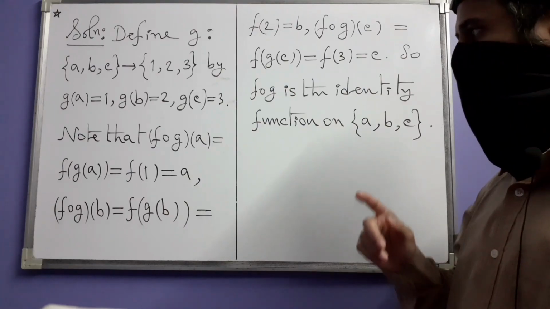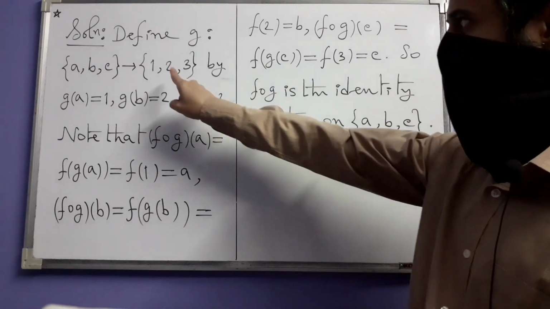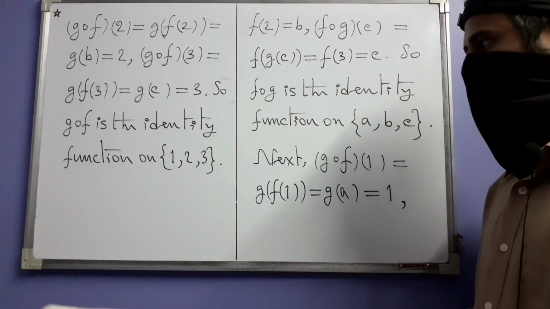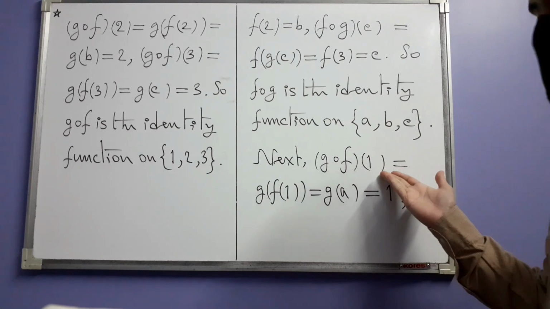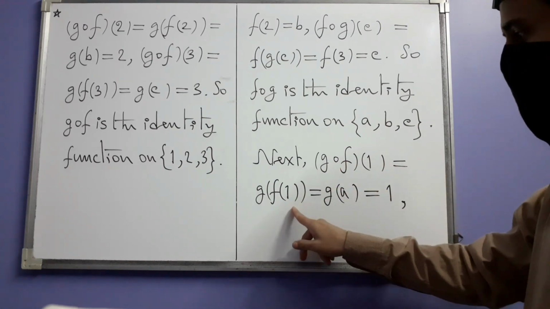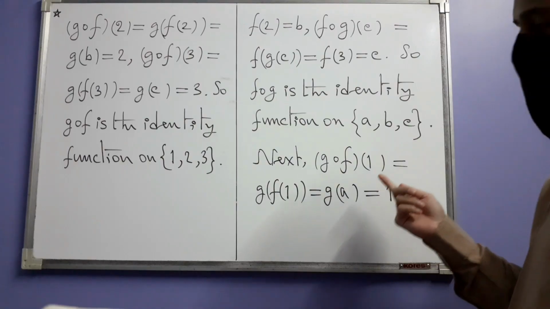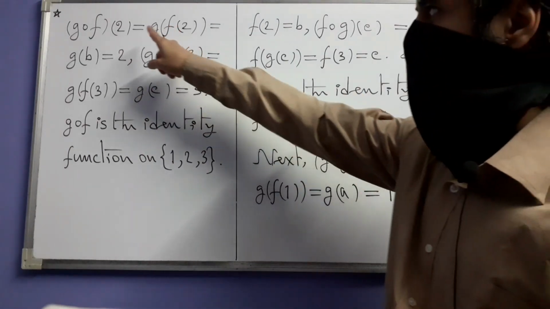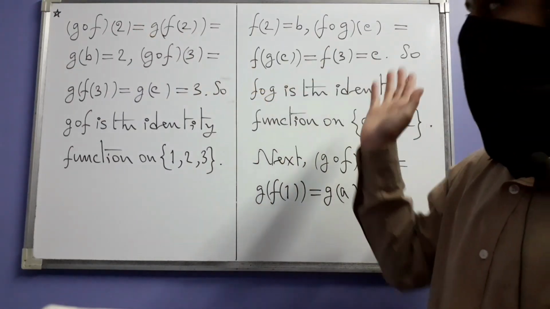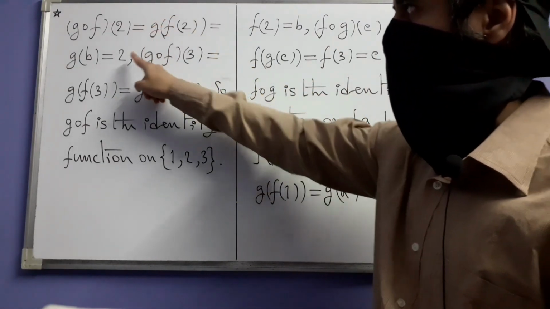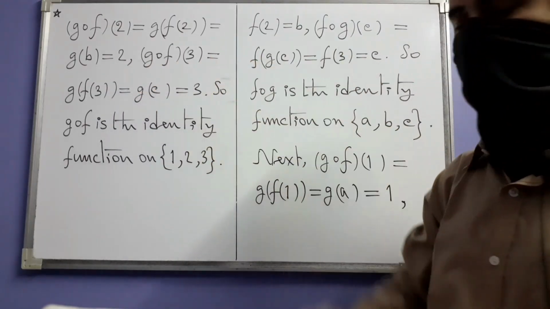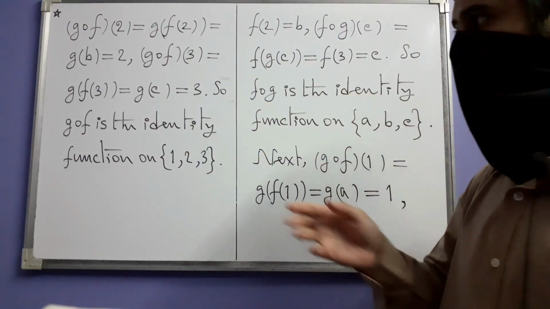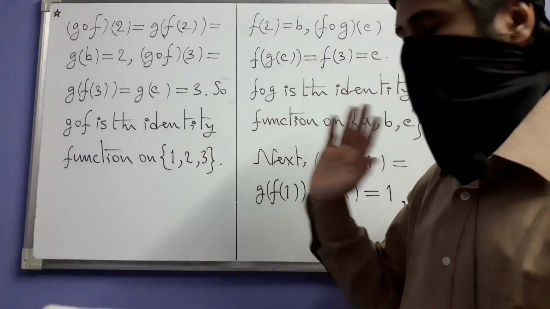And next we have to prove that g composite f is the identity function on this set. Actually it's a function from this set into itself. So next we have g composite f of 1 is g of f of 1. f of 1 is a and g of a is 1. So this time we are getting 1 back. Similarly, I won't go through everything here. So you can see yourself that just like that, g composite f of 2 is 2 and g composite f of 3 is 3. So yes, just like that one was the identity function on the set {a, b, c}, this one is the identity function on the set {1, 2, 3}.